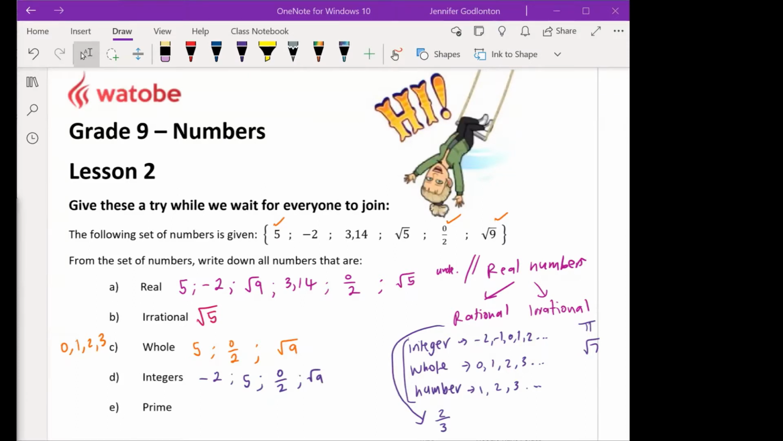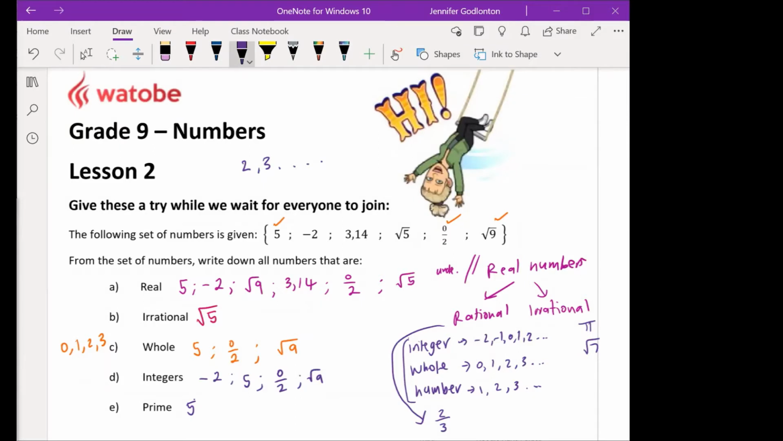Okay, I've got a message coming in. 5 is definitely a prime number. Yes. Do we have any other prime numbers? I think we have one more. It's a sneaky one. -2. Prime numbers start from 2 and they work their way up, so we can't have any negative numbers that are prime.